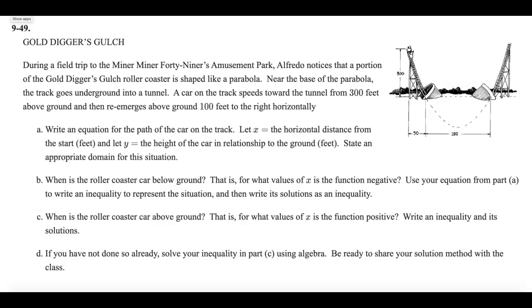A car on the track speeds toward the tunnel from 300 feet above ground and reemerges above ground 100 feet to the right horizontally. The first question asks us to write an equation for the car on the track, where x is the horizontal distance and y is the vertical distance, both in feet, and to state an appropriate domain for the situation. Well, the information that we're given is kind of scant.